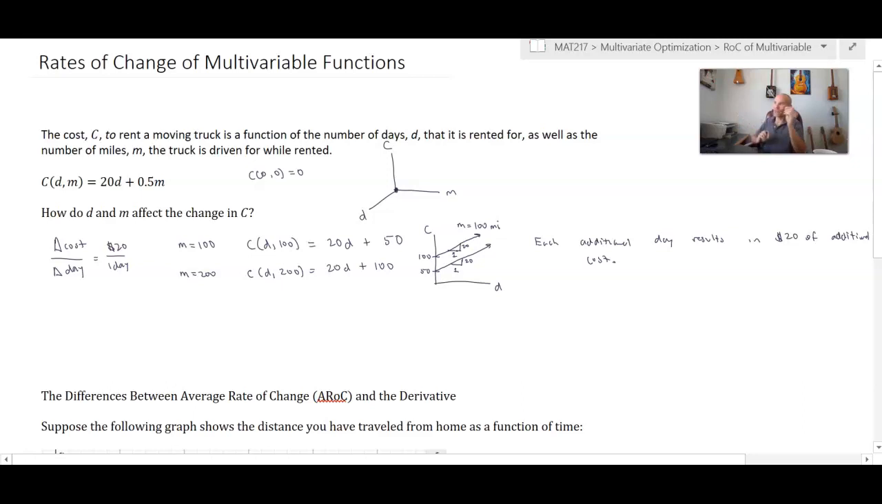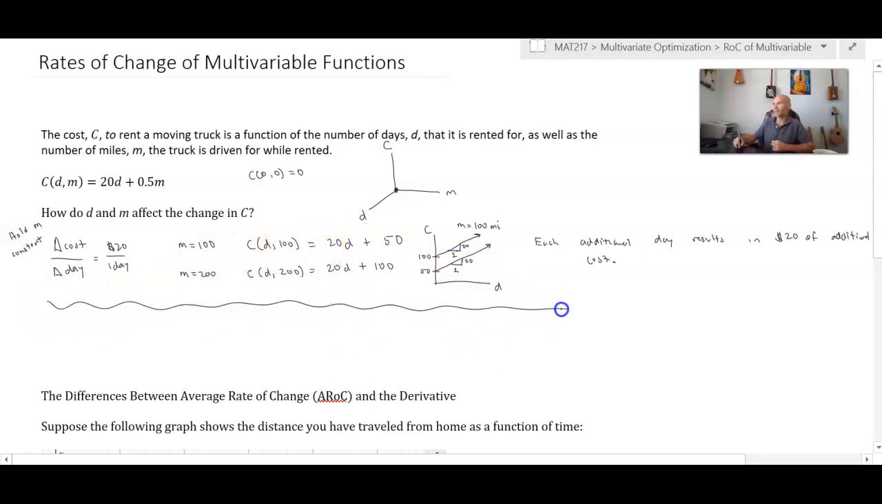We can all agree that if I begin changing D and M at the same time, I'm not going to be able to determine, based on just the total cost, how much influence D had on that cost and how much influence M had, unless I begin thinking about this as one variable being held constant. So here we're saying hold M constant. And we can do this all day long. I can put in M equals 300, M equals 400, but the slope in the D direction is still going to be 20 to 1.